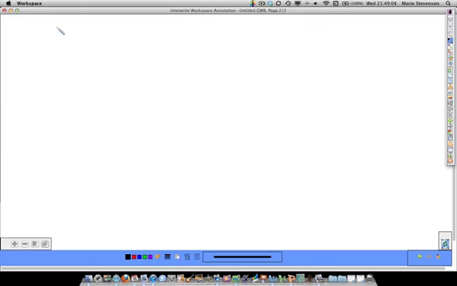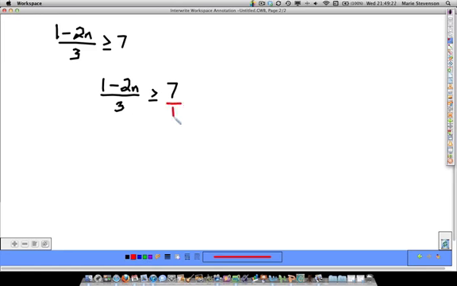So 1 minus 2n over 3 is greater than or equal to 7. Okay, so I'm going to rewrite it again. Now I'm going to make 7 a fraction because I'm going to cross multiply. Now be very careful here. When you cross multiply, if you multiply by a negative number, you must flip the inequality. So we have to be very careful here. So we have positive 3 times positive 7, we get positive 21. Since I'm multiplying with the positive 3, I do not have to flip my inequality.